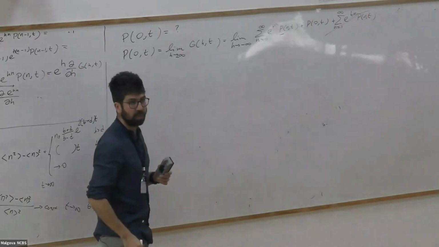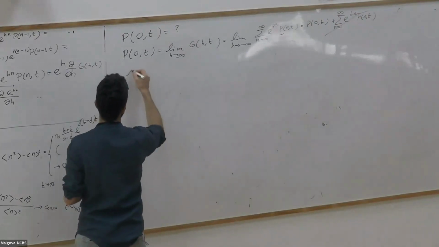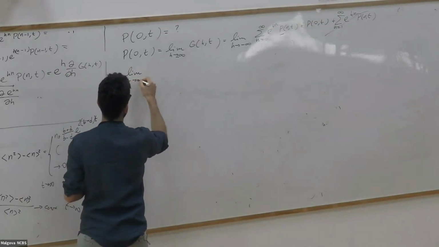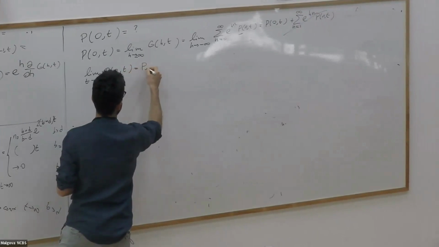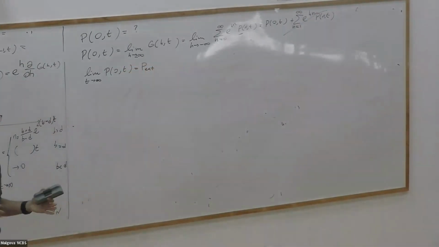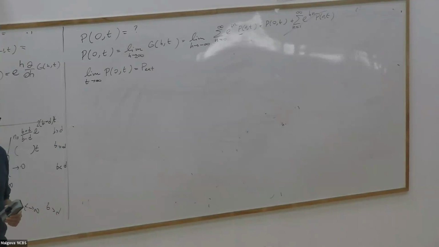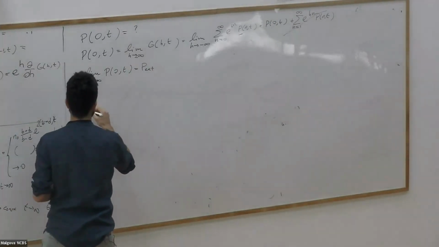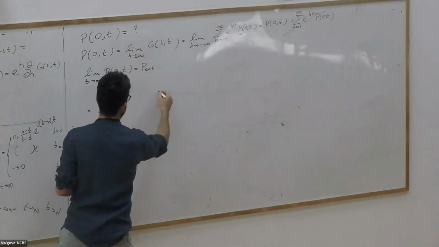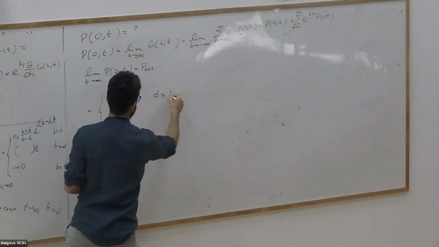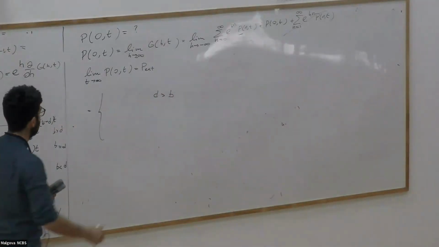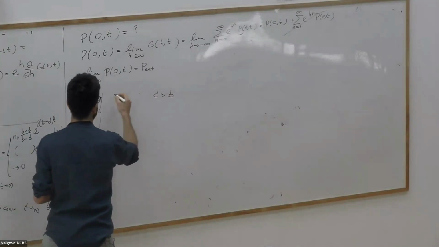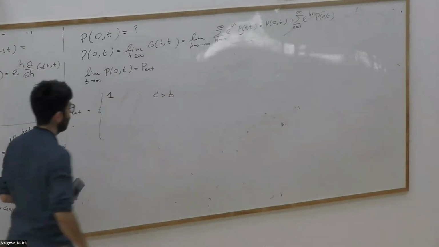Now, you can calculate this quantity. And in particular, you can calculate the limit for time going to infinity of p0 of t, which is the probability of being extinct in the long time limit. Now, if you calculate this quantity when the death rate is larger than the birth rate, what do you think is going to be this probability? 1, right? So P extinct is going to be equal to 1.